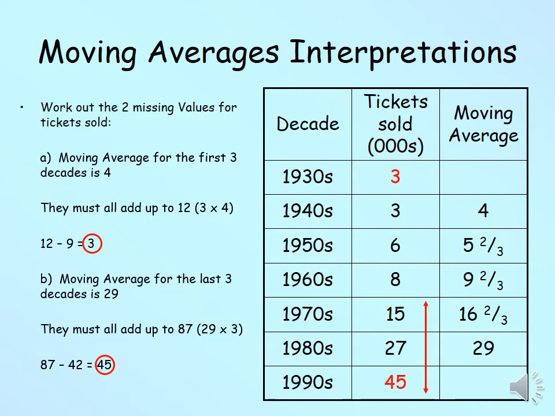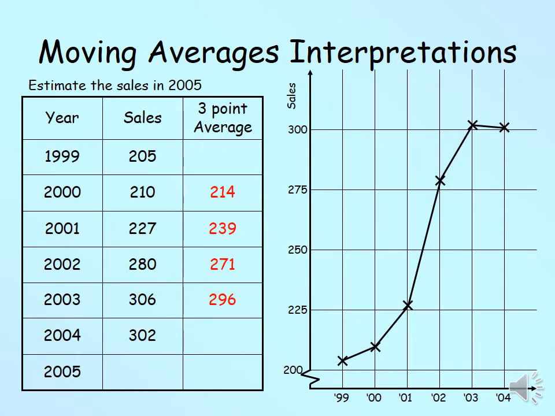So the next thing that you may be asked to do is to plot these values. Okay, and here we are going to move on. So these values have been plotted in the raw data, as it were, the 205 and the 210. We need to plot the average now. So those have been calculated for you. 214, 239. So this is by way of illustration. So I'm plotting the figures in red. Okay, joining them up.